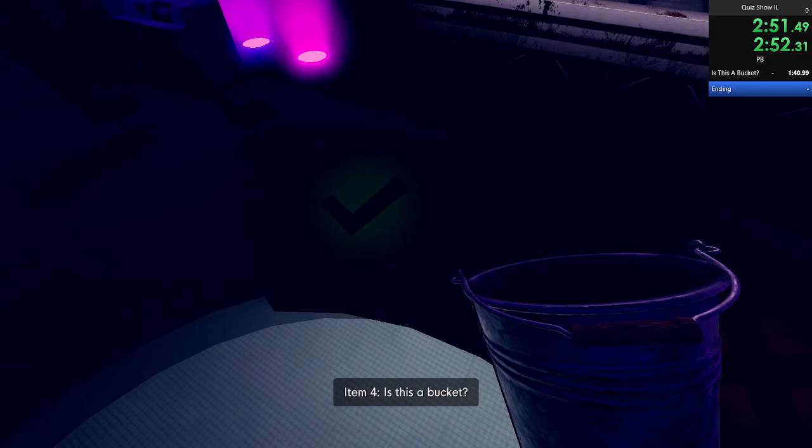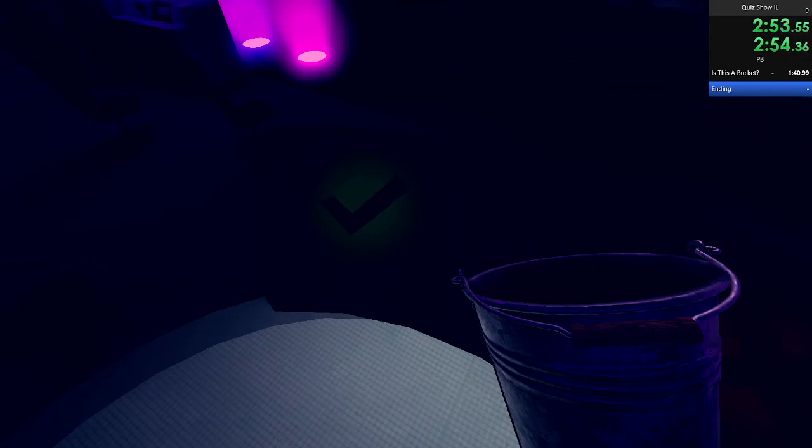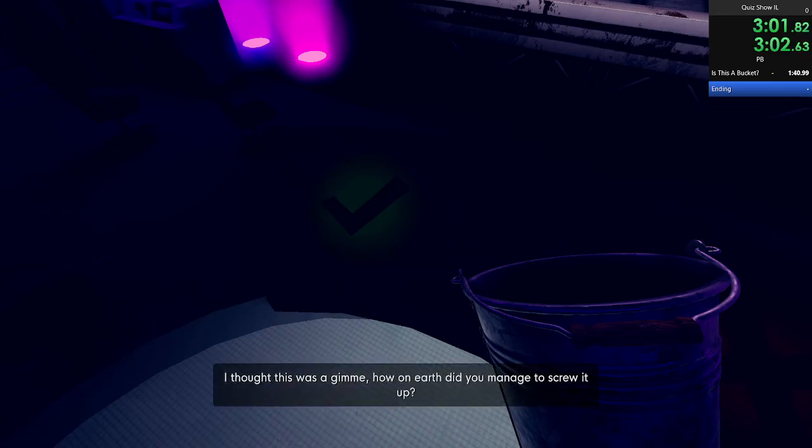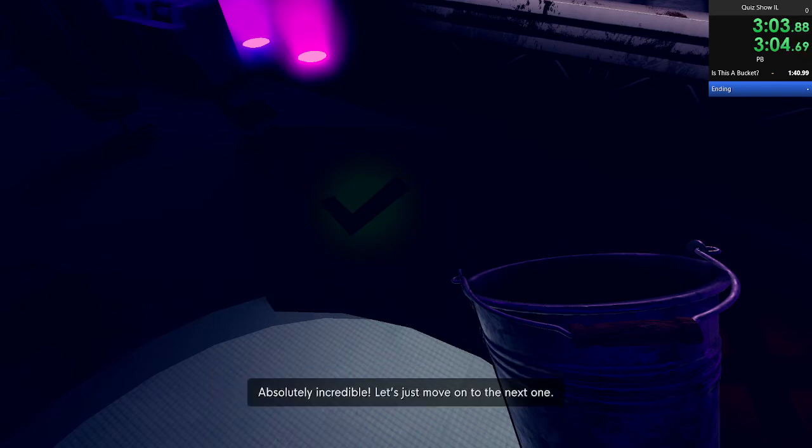Item 4. Is this a bucket? What? Are you hallucinating? This is a tractor. It's an enormous machine that tills the earth. I thought this was a gimmick. How on earth did you manage to screw it up? Absolutely incredible. Let's just move on to the next one.